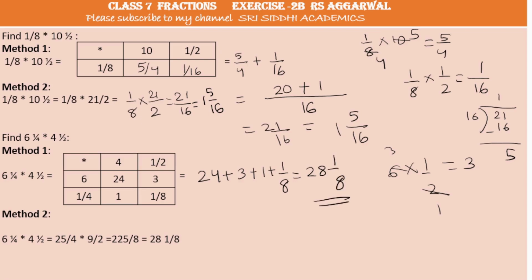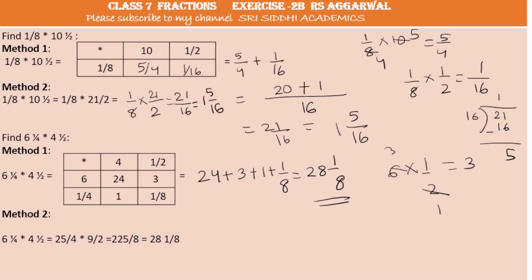This is the answer for the question where we are multiplying mixed fractions with method 1. Now let's go to method 2. In method 2, first I will change both of these fractions into improper fractions. So 6 4s are 24. 24 plus 1 is 25. 25/4 is formed. Second fraction, 4 2s are 8. 8 plus 1 is 9. 9/2 is formed.